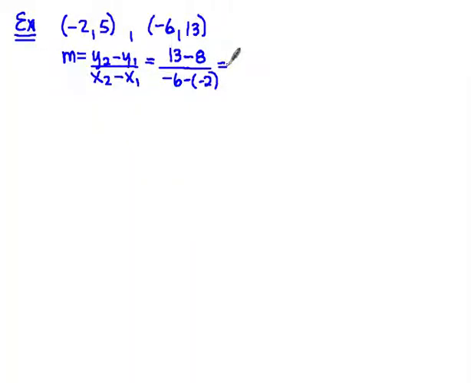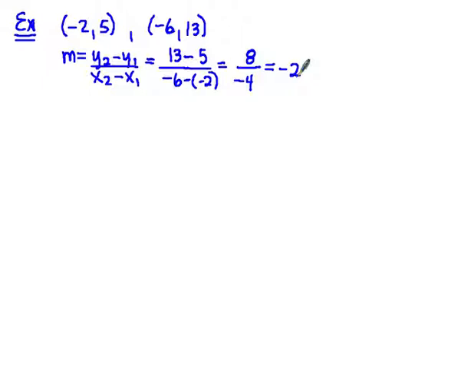So 13, not 13. I was thinking the answer ahead in my head. Let me go back and fix that. So you have 13 minus 5, which is 8. And you have negative 6 plus 2, which is negative 4. And that's going to give me negative 2. Alright, so my slope is negative 2.